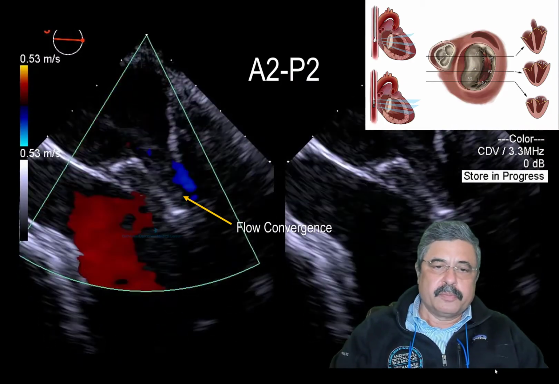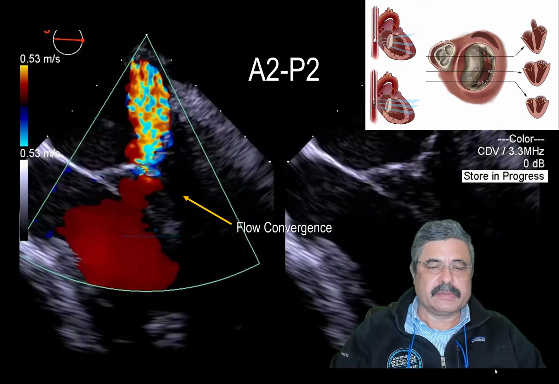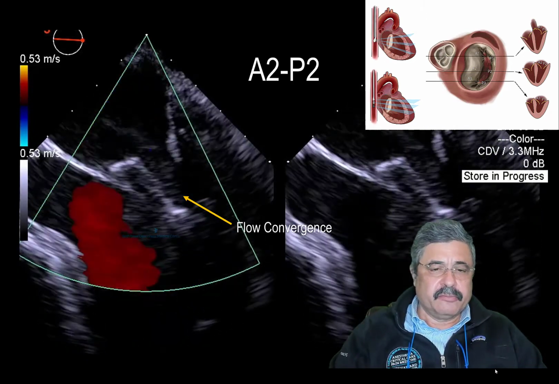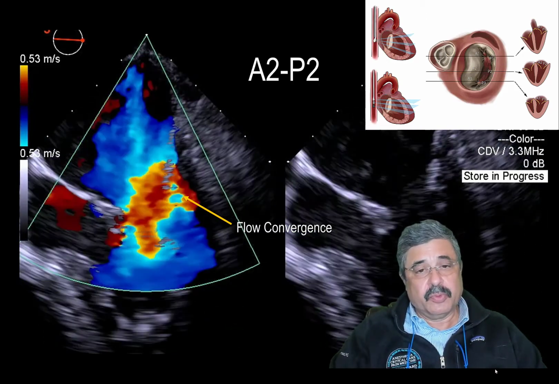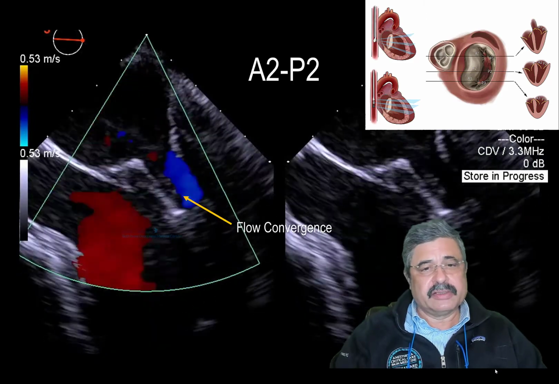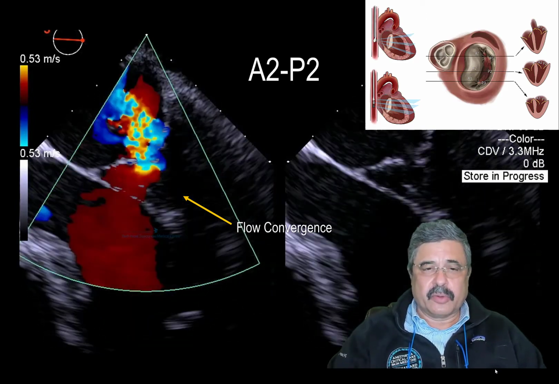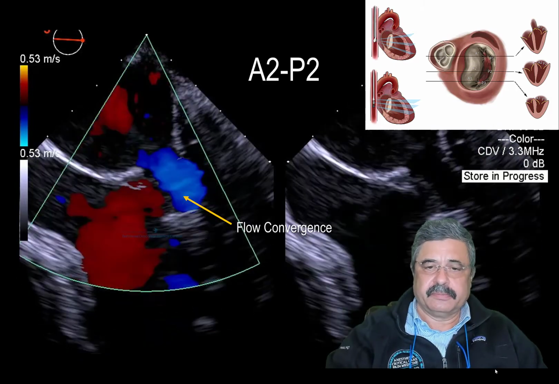When the probe gets moved towards the middle portion of the mitral valve, that's the A2 and P2 scallops, you can see that you can visualize the regurgitation jet much more easily, and at the same time you are visualizing the flow convergence, which implies that A2P2 is the site of the origin of the regurgitation jet.